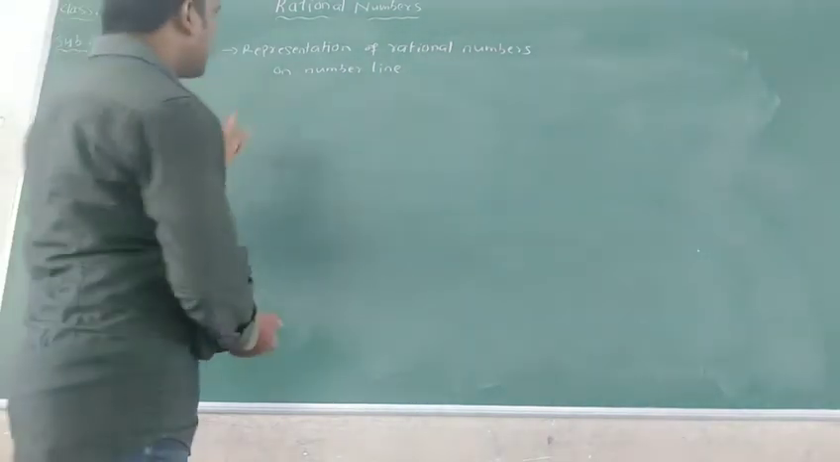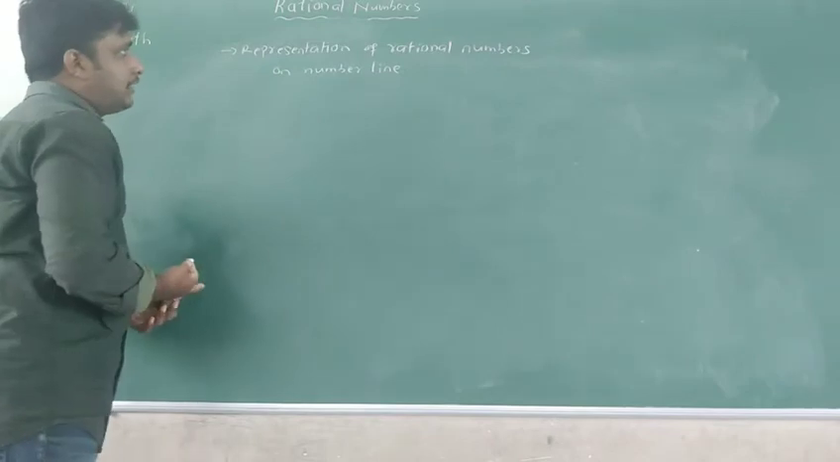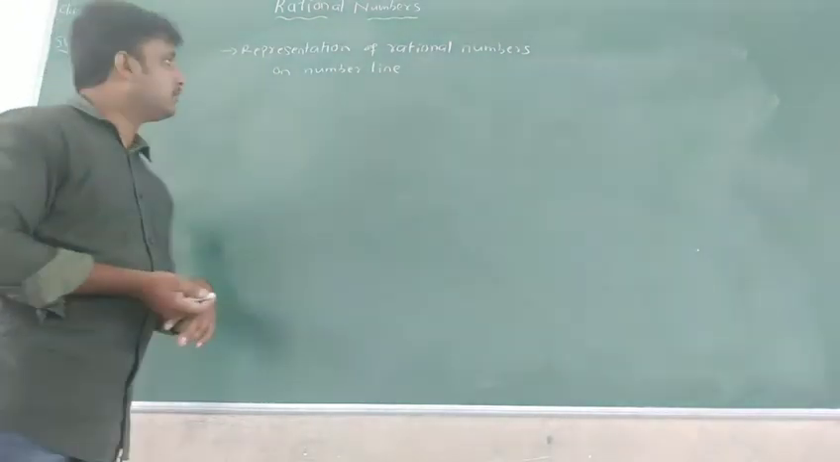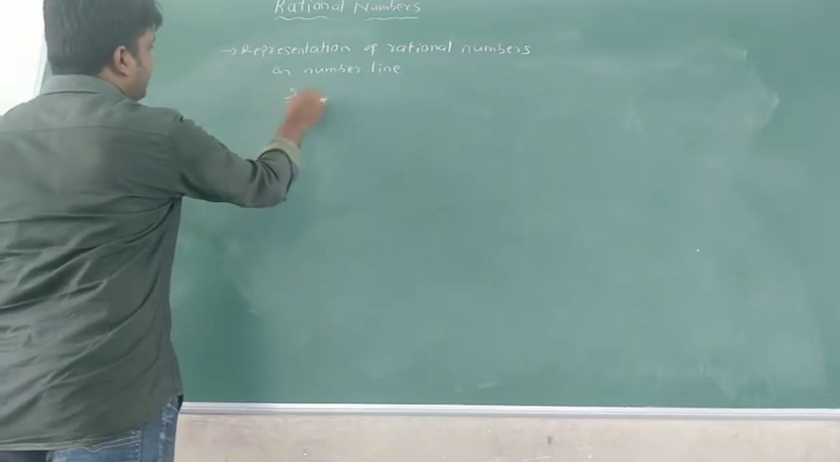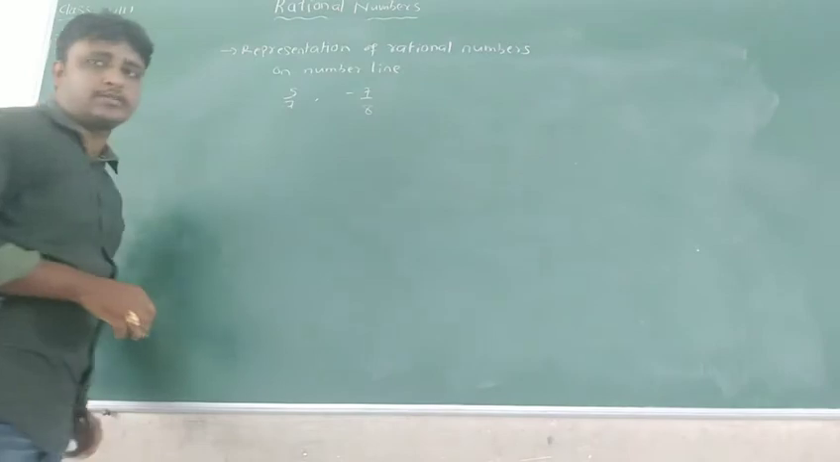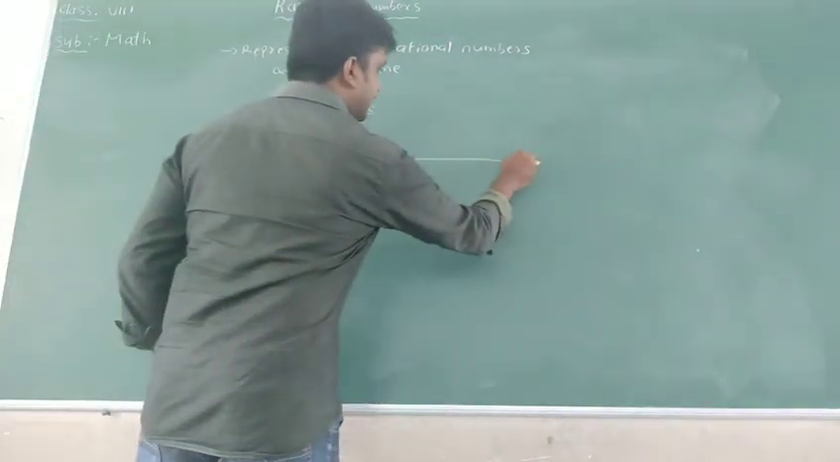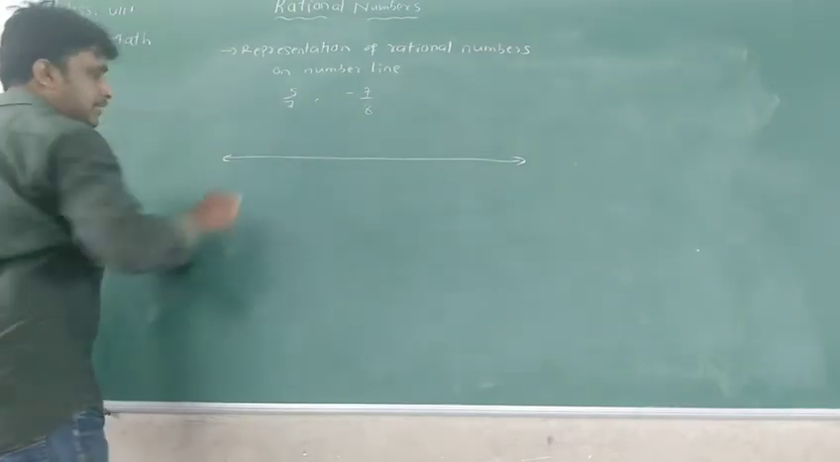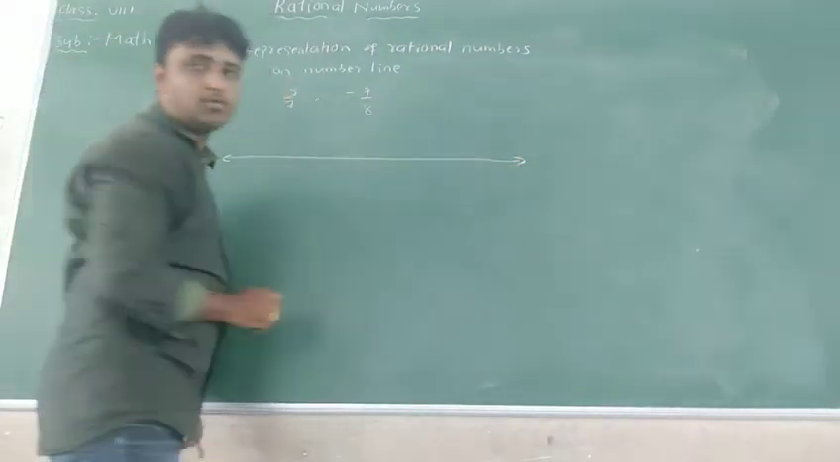So next concept, representation of rational numbers on number line. Already this concept you have learned in previous classes. I'm taking 5/7 and minus 7/8. These two numbers are going to be represented on a number line. For this purpose, first you have to take an integers number line. And whenever you are taking a number line, this arrow mark symbol is very important.